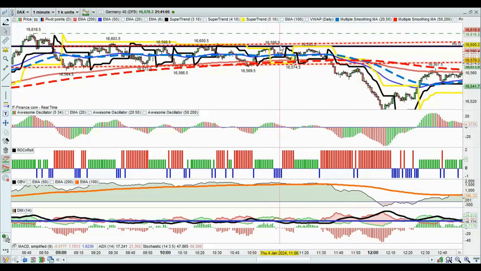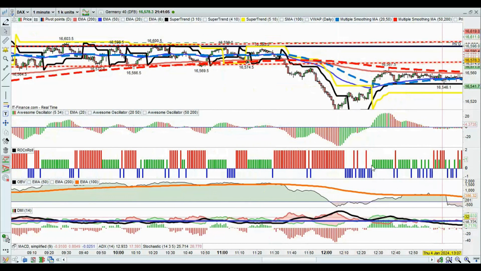All right, now where's the next trade? Well, it's just here. So why here? Well, you can see where these lows were. So you had a 16,566, 16,569, 16,574. So it just kept ranging between here and that 16,600 level. And it's here it breaks below Supertrend 510 and below these previous lows.